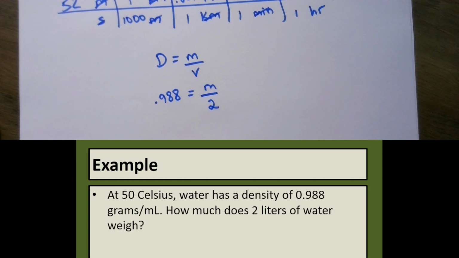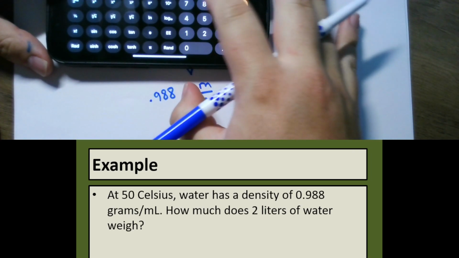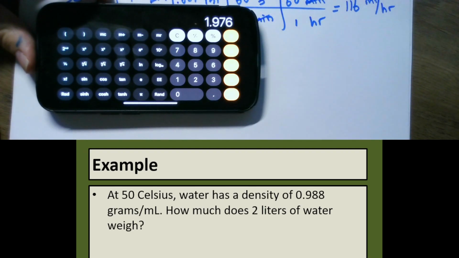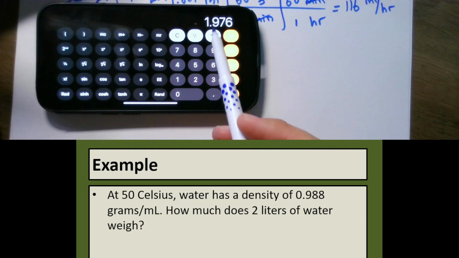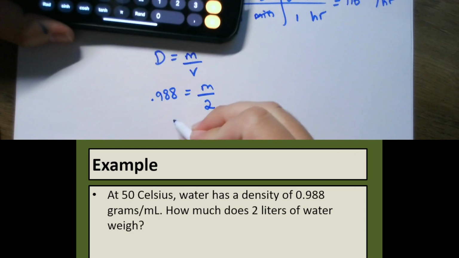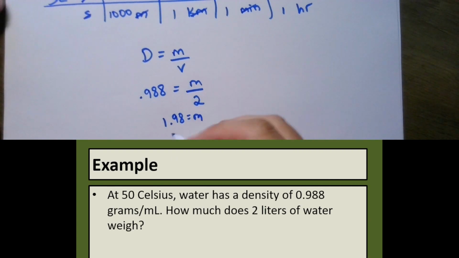All right, let's just solve. Solve for mass. 0.988 times 2. 1.976 is what I get. Again, I'm just going to round to the first 3 digits. So I'm going to say 1.98. I should know that this unit is kilograms because I used liters.